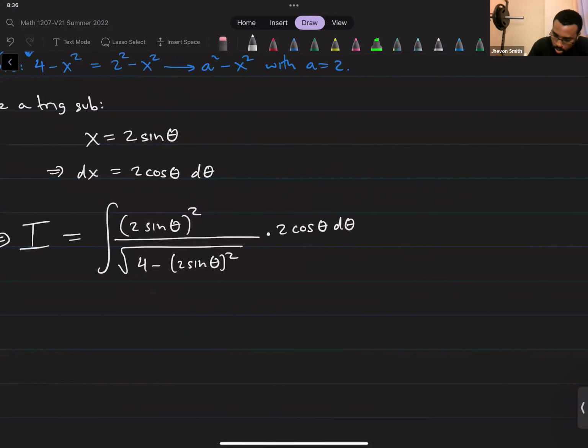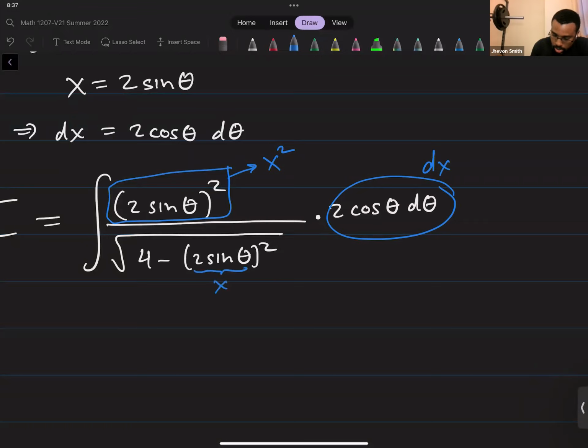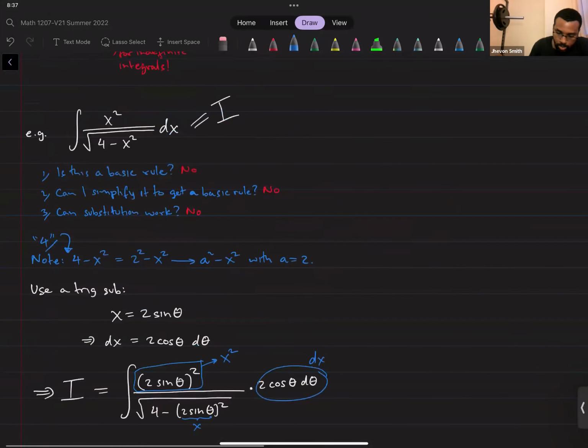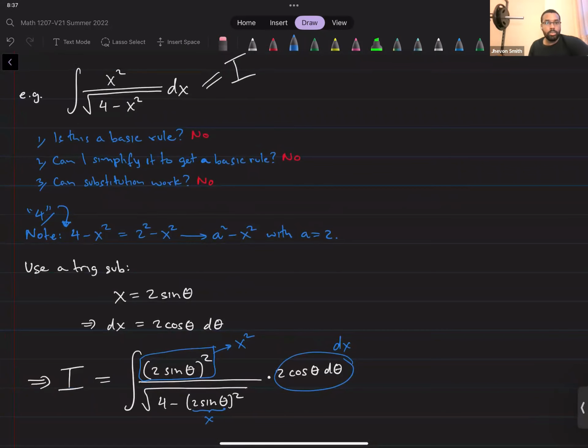So this part here is my x squared. This part here is my dx. And this part here, of course, is x. So other than just throwing a trig function into the mix, everything else is just a regular substitution. I'm swapping everything out just as I normally do.